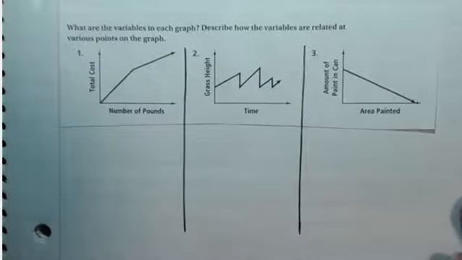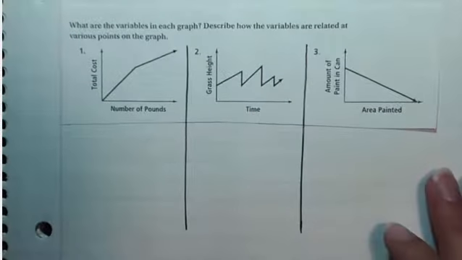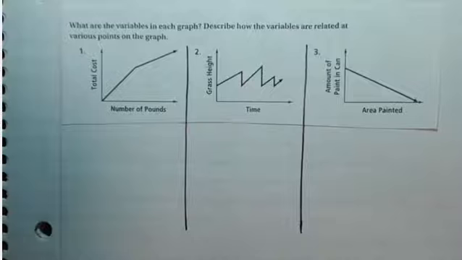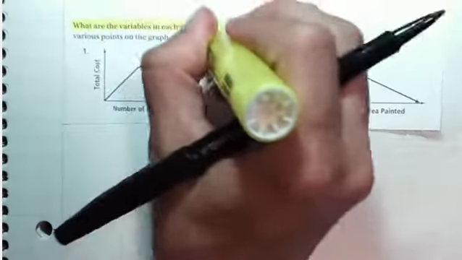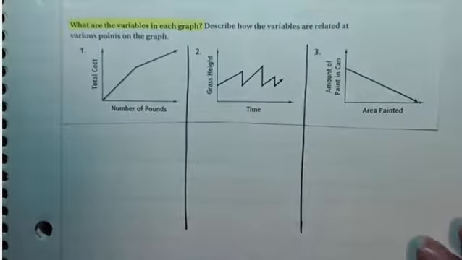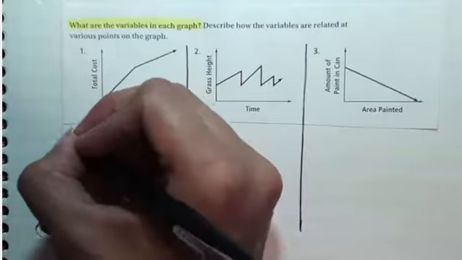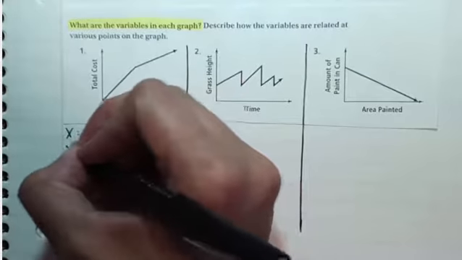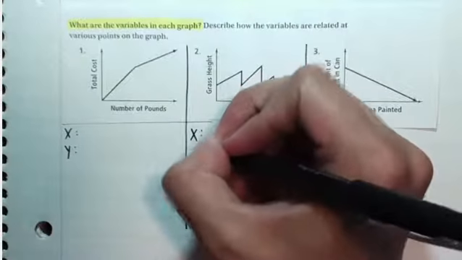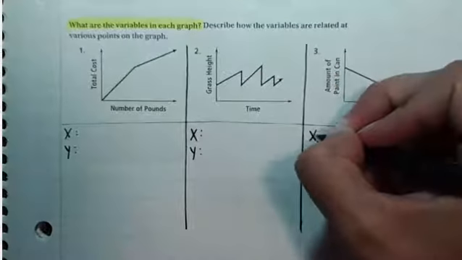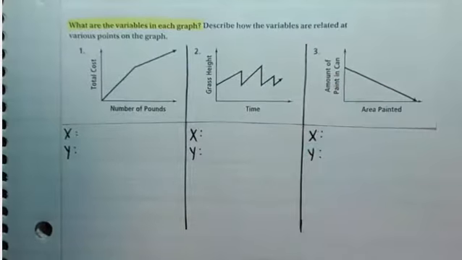Alright, once you have that glued in, divide it up into 3 sections. And the first part of this problem is we have to make sure, if we want to analyze this graph, we need to make sure we know what's going on. What are we describing here? And it talks about what are the variables in each of these graphs. Variables, again, are our x's and our y's in this case. So we need to make sure we're able to identify both. So for each graph, I want you to put x and y variable, because that's how we're going to identify what is going on.